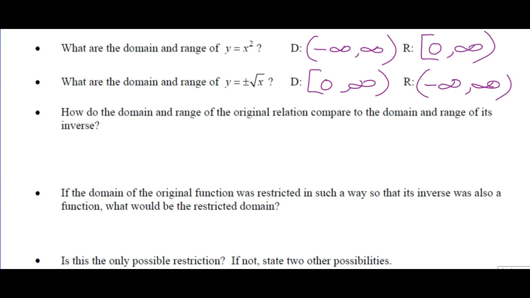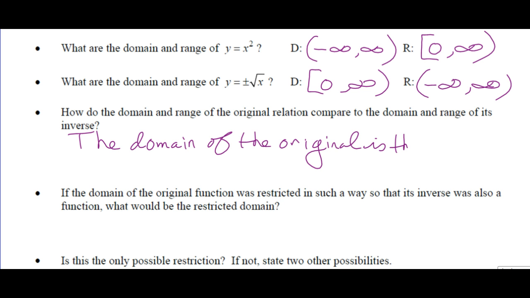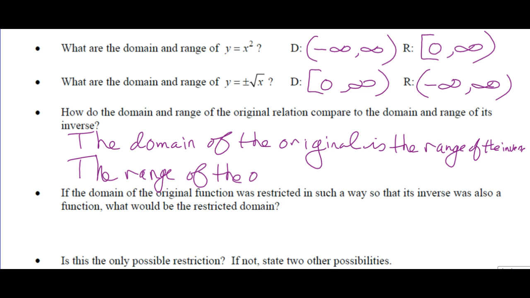Anyways, how do the domain and range of the original compare to the domain and range of its inverse? The domain of the original is the range of the inverse. And then just do the inverse of that statement. Domain of the original is the range of the inverse. And vice versa, the range of the original is the domain of the inverse.